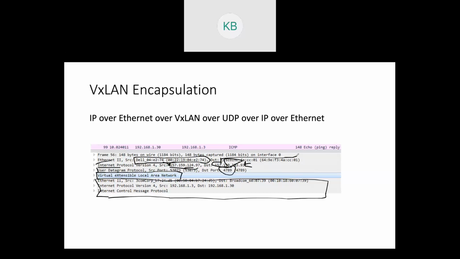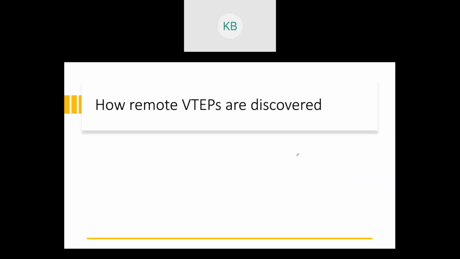That's pretty much how the VxLAN encapsulation looks like. Then we will see how the remote VTEPs are discovered. We touched on that briefly in the previous slide, that you can do it in two different ways. You can do it through multicast flood and learning, which is what we just talked about. Data plane flood and learning is not efficient and you cannot do it on the Catalyst switches. But we can do multicast flood and learning.